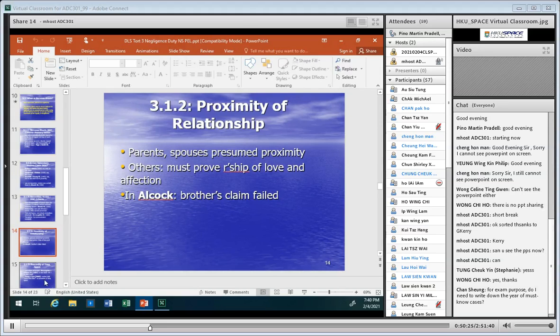And in the Alcock case itself, it was a brother who was claiming he was owed a duty of care because he suffered a nervous shock. And the court said, bad luck, no proximity of relationship, because you had to prove close ties of love and affection and you were not able to do it. Okay, so there you are. I suppose these days you can use photographs.